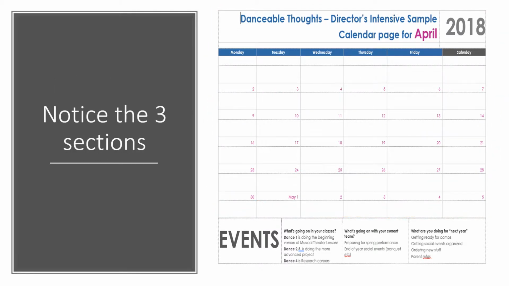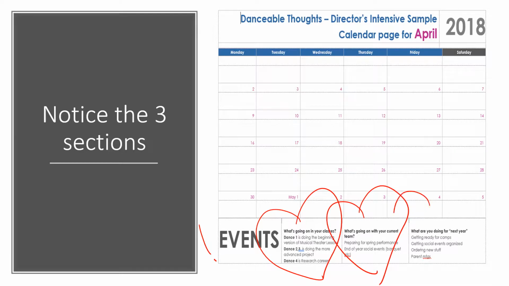So as we take this into a danceable thoughts point of view, let's start down here with events. We're going to think about things in categories. The stuff you're doing in your classes, the stuff you got to do with your team, and the stuff you got to do now that's going to help future you. So there's a lot of content that we're going to be populating on our calendar.